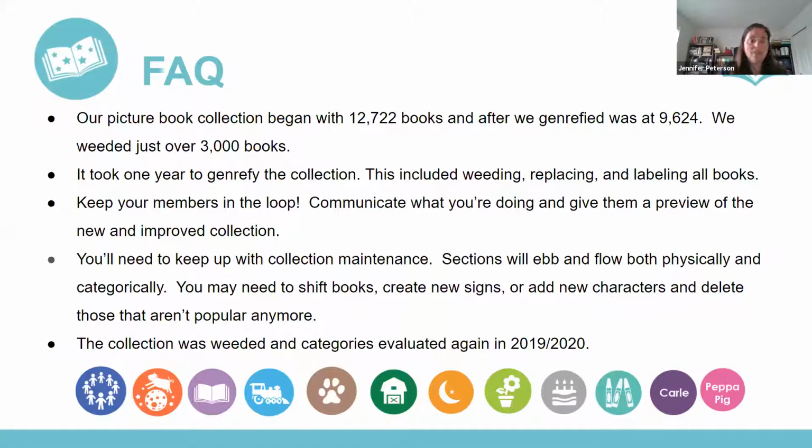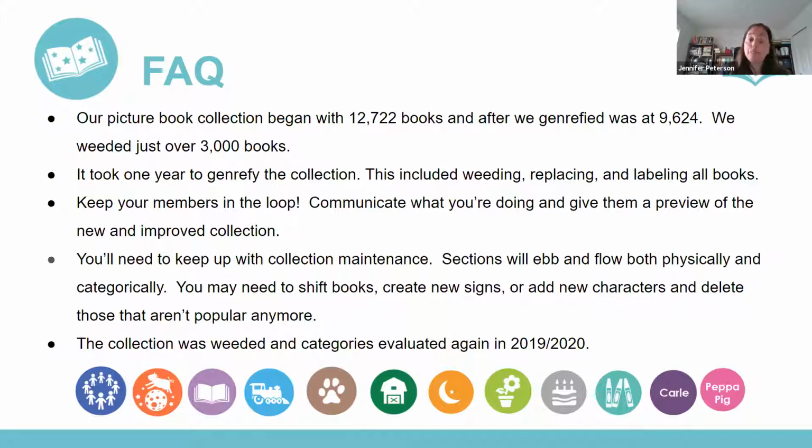One thing that worked really well for us is we had to communicate with our members. This was a very loved collection in our library. We're a very busy library. And we communicated with them about what we were doing. And then when we opened up in our new building, we were able to give them a preview of this new and improved collection. And it really tied in nicely, because we did have this big, brand new, beautiful building. And so this just flowed very nicely into that being new and improved.